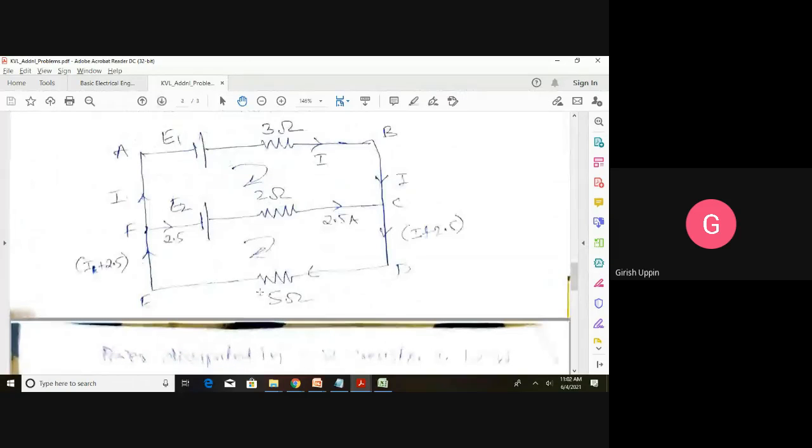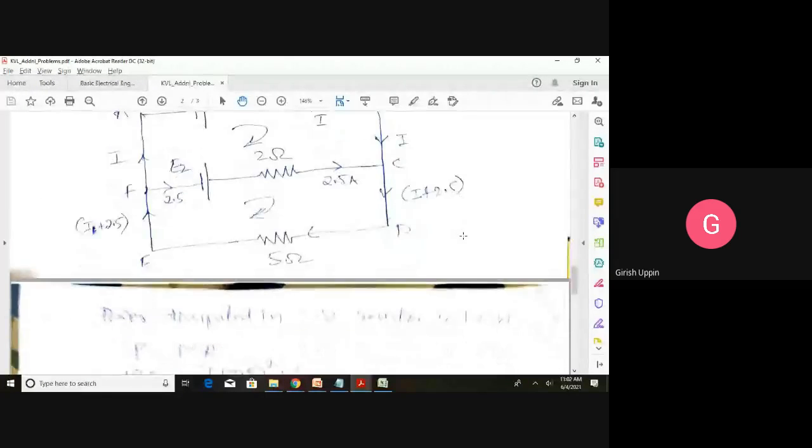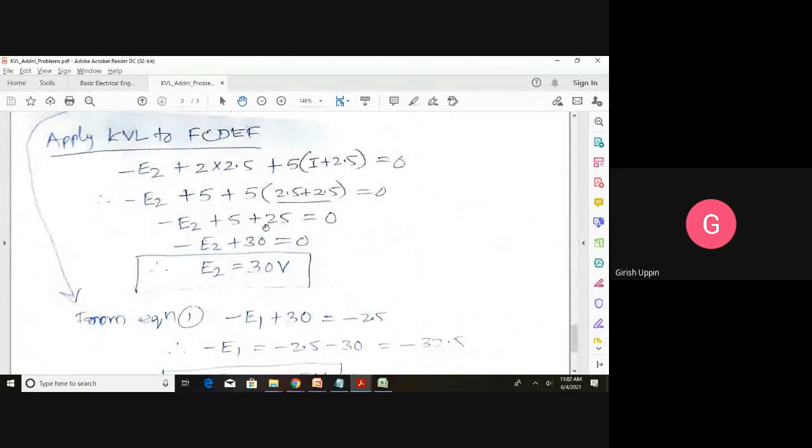Then continue with the tracing. So you go to the node C, D, and you come to this. Now the direction of the tracing and the direction of the current are both in the same direction. So what would be the voltage drop? Plus 5 into (I plus 2.5). That is the current that flows in that particular branch. Now we know the value of I. So you substitute the value of I, 2.5: minus E2 plus 2 into 2.5 is 5, plus 5 into (2.5 plus 2.5).